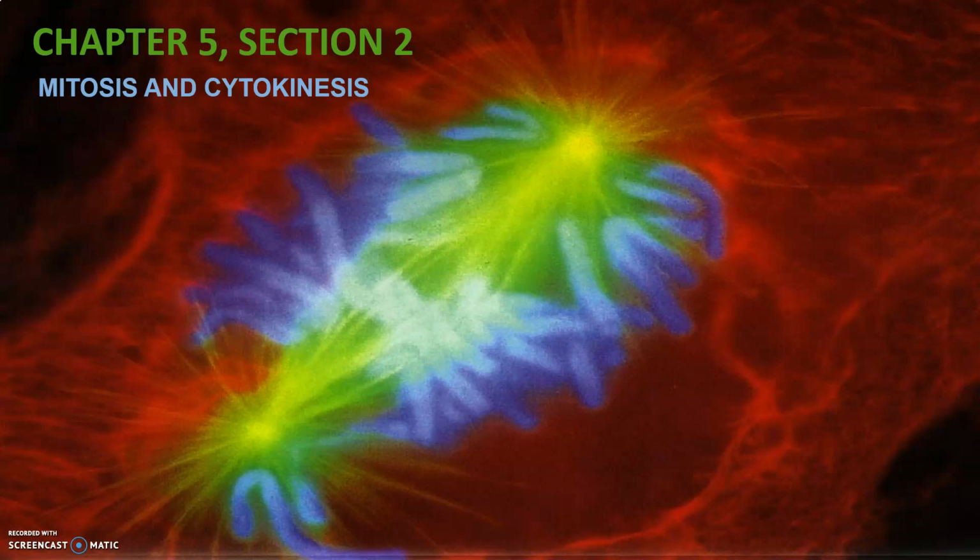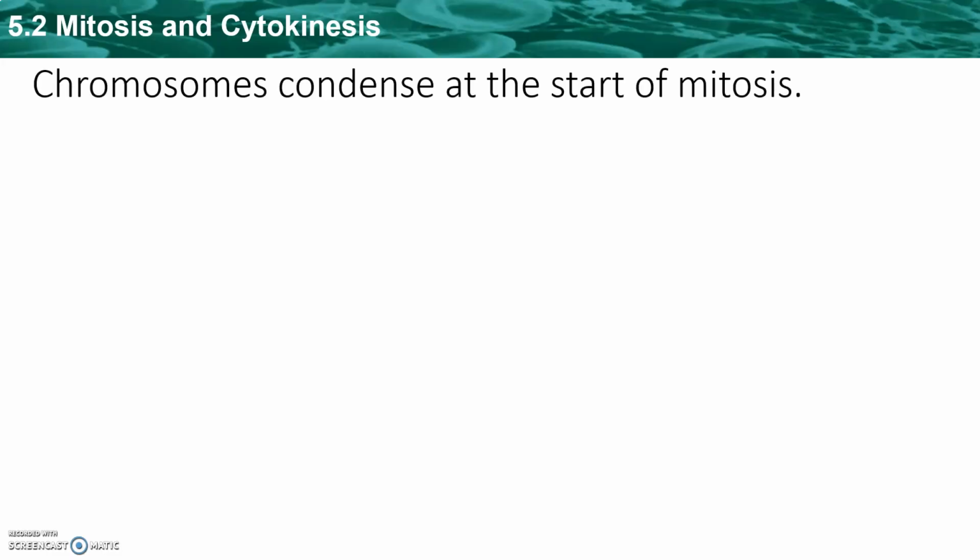Today we're discussing Chapter 5, Section 2, which covers the topics of mitosis and cytokinesis. To begin our discussion, we need to talk about the genetic material of the cell, which is found in the chromosomes. A lot of what's happening in mitosis has to do with the chromosome movement.